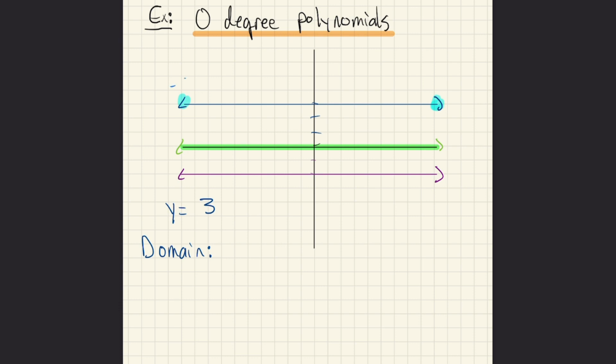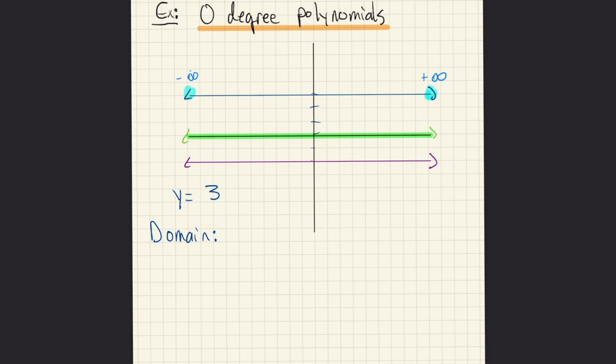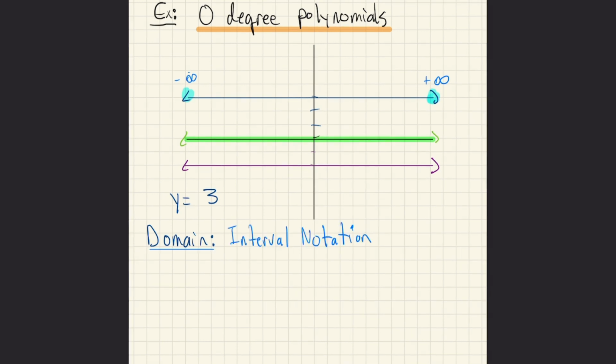This is -infinity because it goes infinitely in the negative direction, and this is positive infinity because it goes infinitely in the positive direction. Now, when we're writing these properties in the domain, you can express it in two ways. The first way is something called interval notation. For this notation, we're just going to use round brackets and write -infinity, comma, positive infinity, because it ranges from -infinity, right, to positive infinity.